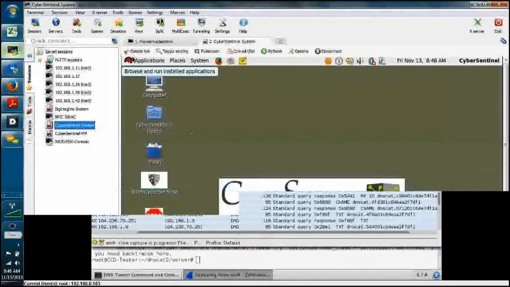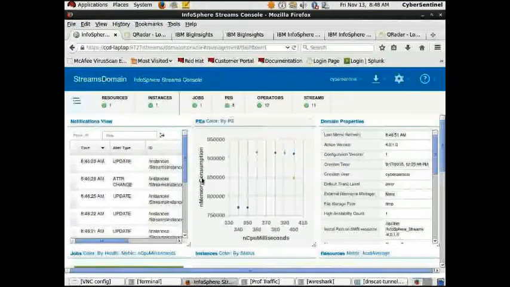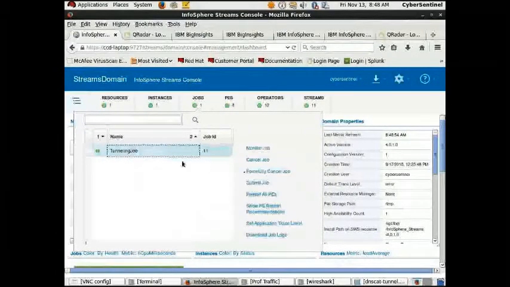So now I'm going to go back to CyberSentinel, and we'll see if the tunneling use case has started, and it has. Okay, so here's our tunneling job.